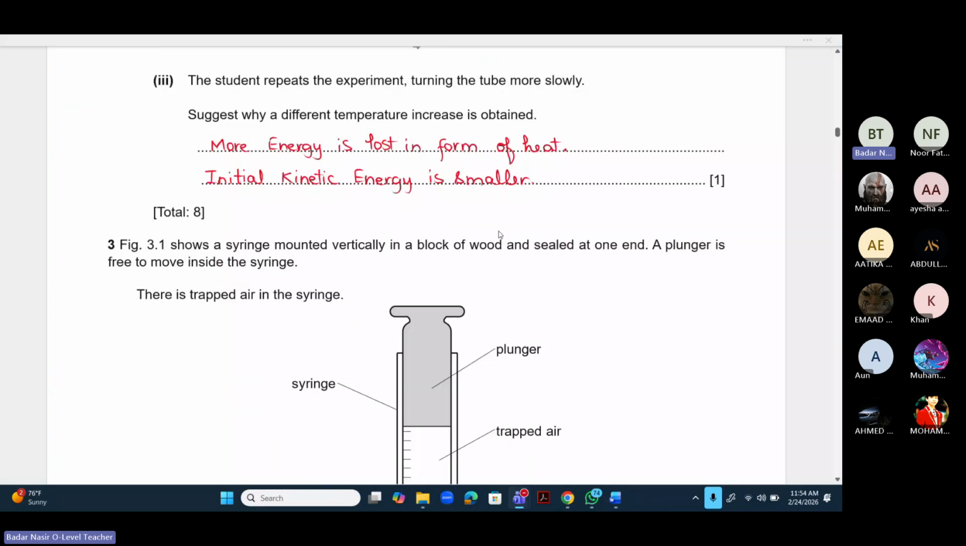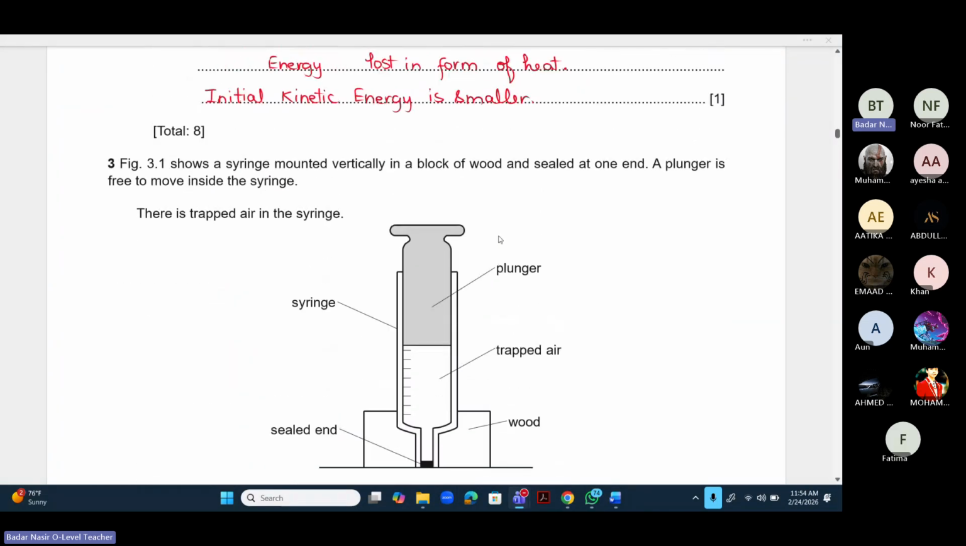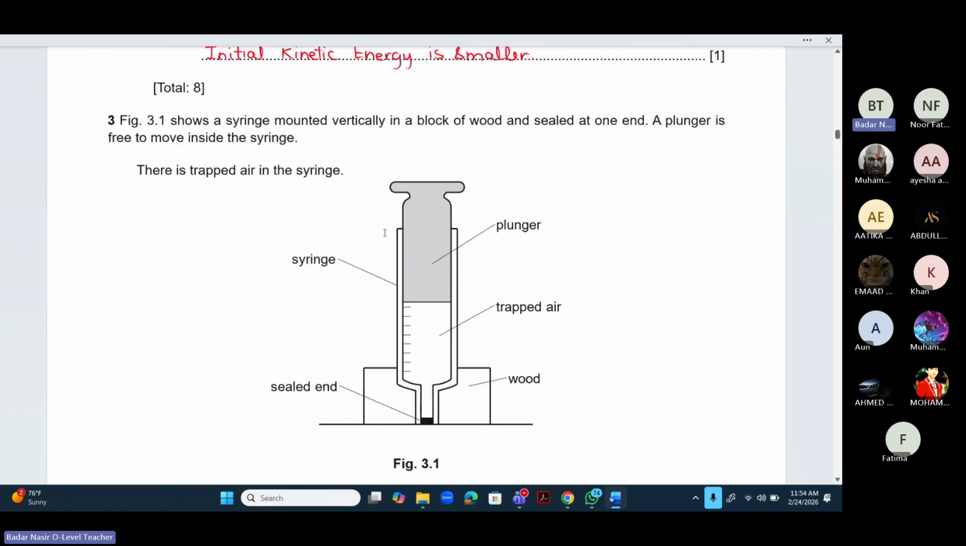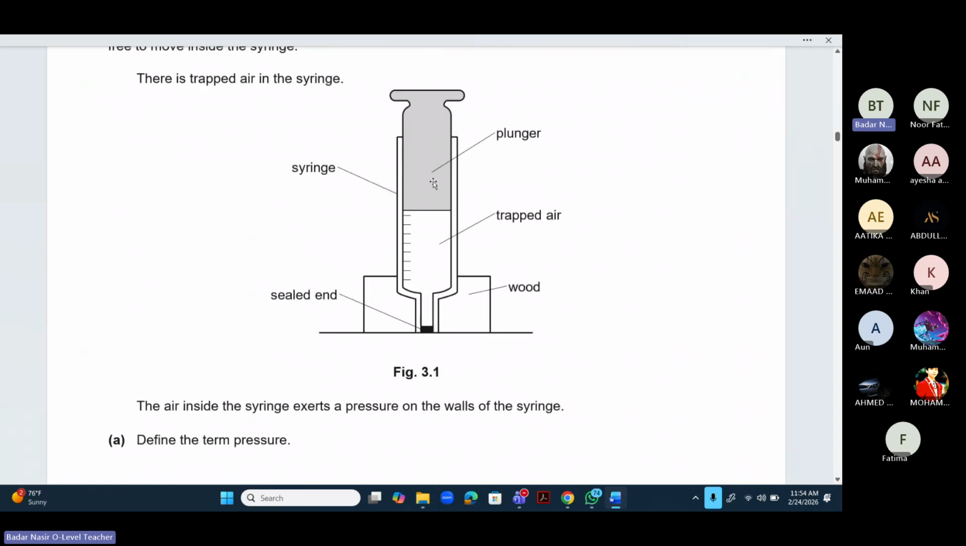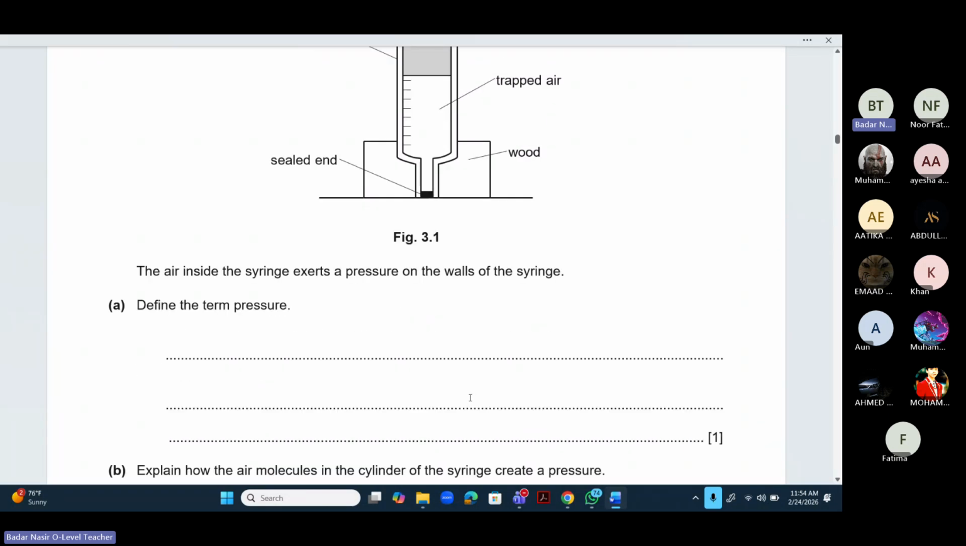Now in the next part, figure 3.1 shows a syringe mounted vertically in a block of wood and sealed at one end. A plunger is free to move inside the syringe. There is trapped air in the syringe. Okay, so we have this plunger and we have trapped air inside. This end is sealed. The air inside the syringe exerts a pressure on the walls of the syringe.